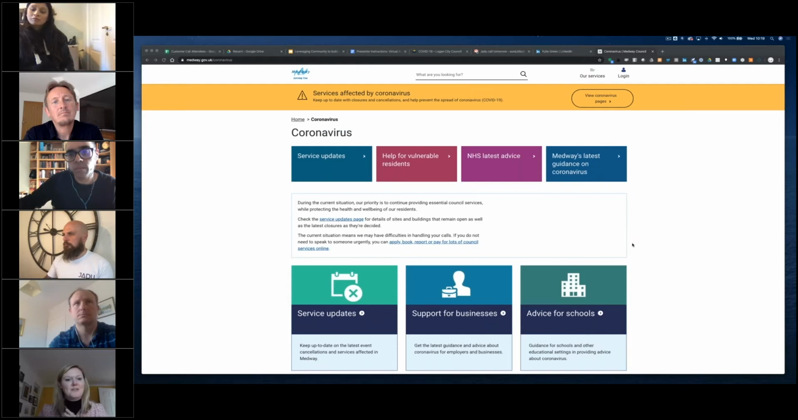The bit around recovery that I'm really interested in is how we maintain that channel shift, to use a word that's slightly out of fashion now, and keep people there as we start having more people back into our contact centres, as we reopen our community hubs and libraries. I'm really interested to find out how others are maintaining that shift to online, because it's working for us at the moment.